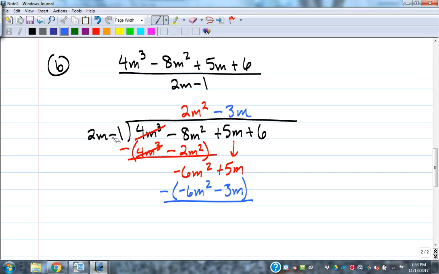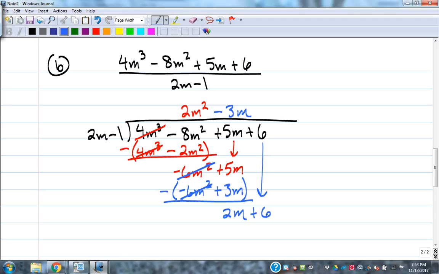Distribute the negative 3m. That's negative 6m squared. And negative, or positive, excuse me, I made a mistake there. Negative 3m times negative 1 is positive 3m. And then parentheses and subtract. The m squareds cancel, just like we wanted them to. 5m minus 3m is 2m, right? Bring down the plus 6.